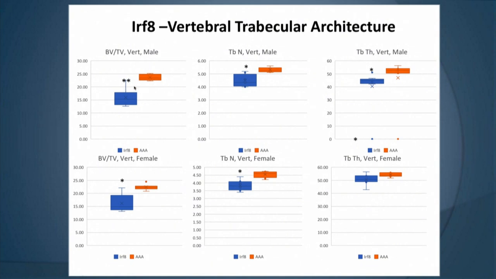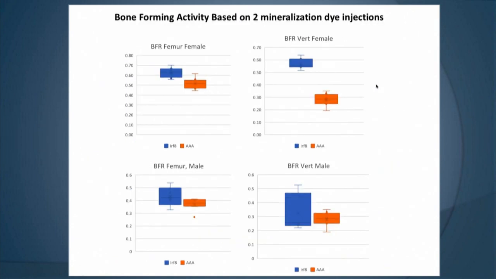This is the same thing in the vertebra, low BVTV, low number of trabeculae, essentially normal in the size. Now we did our histomorphometry. So in these animals, you get two doses of a mineralization dye so we can look at the mineralization lines histologically, and we can measure how the mineral is incorporated. And the measurement shows that the bone-forming activity actually is pretty normal, not a big difference in the femur, or a slight increase in the female.